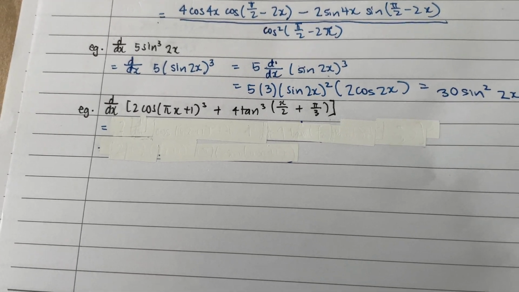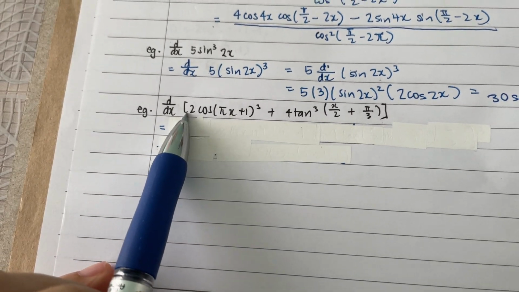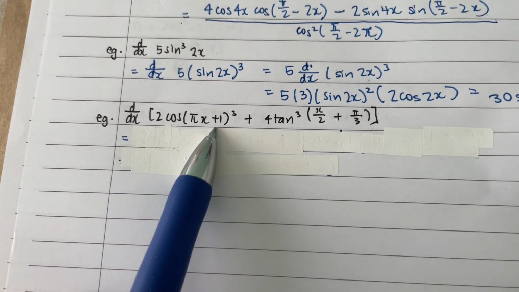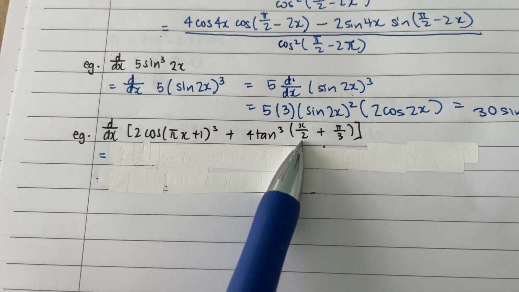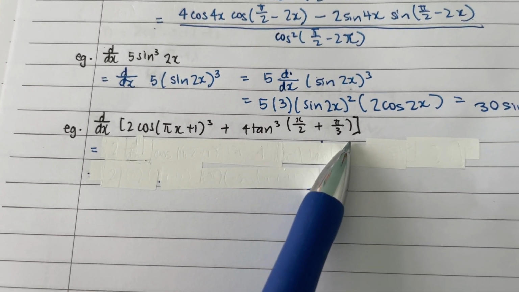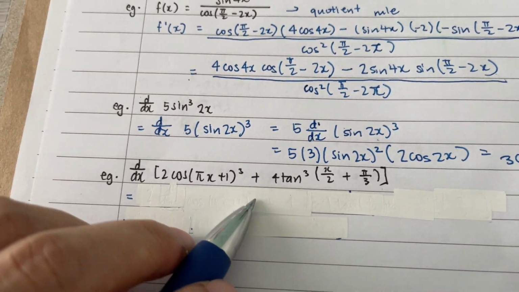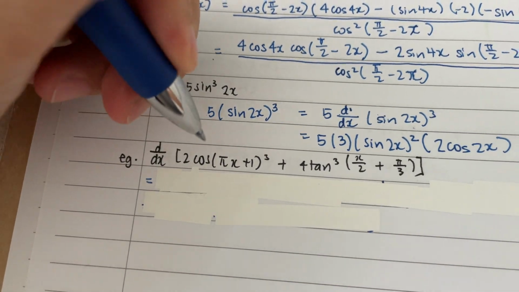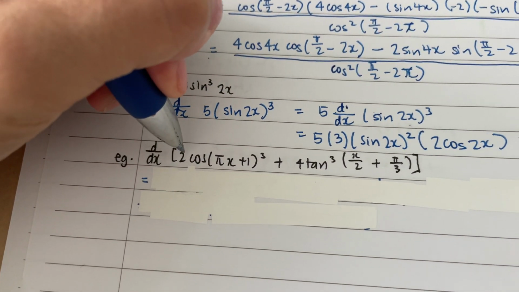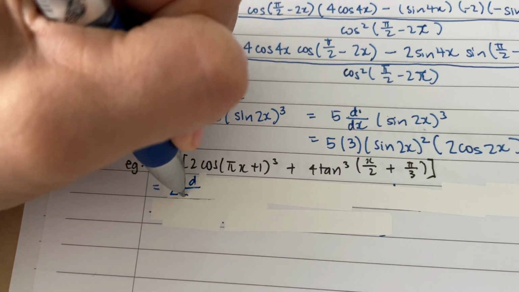Okay, now I'm going to move on to this question whereby you want to find the differential of 2 cos (pi x plus 1) cube plus 4 tan cube (x over 2 plus pi by 3). Now I'm going to differentiate one part here and add to the differential of the second part. So in doing so, I'll focus on this first. I'll bring out 2 from the differential since it's a scalar multiple.